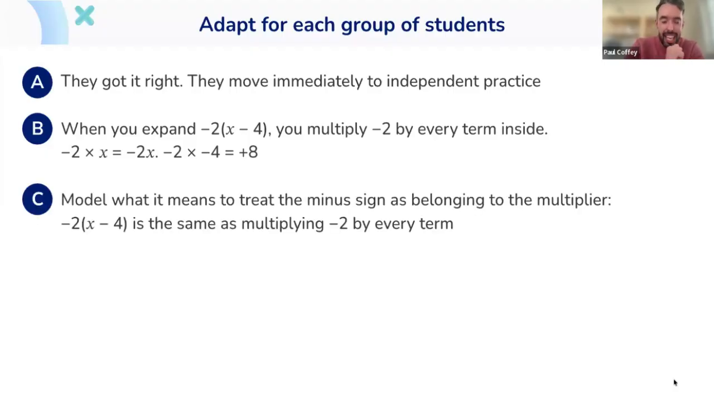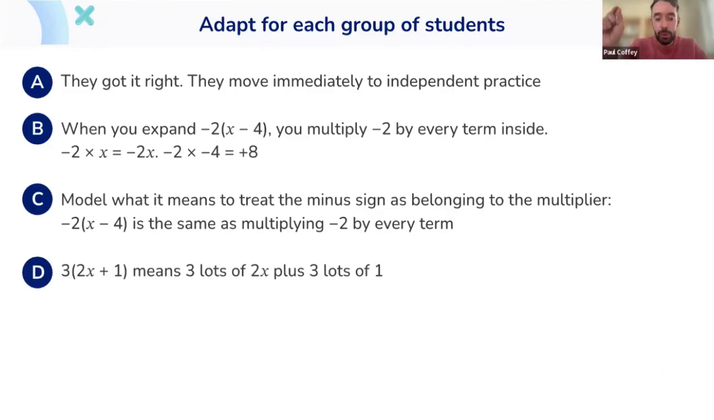Group C. Well, here they didn't expand the second bracket. So maybe this group, we're going to ask them to read the question again. Maybe get them to explain what expand and simplify means. Usually they probably know they've just applied it inconsistently. So model what it means. Treat the minus sign as belonging to the multiplier. Negative 2 bracket x minus 4 is the same as multiplying negative 2 by every term. Once they see that, they might be able to correct it for themselves.